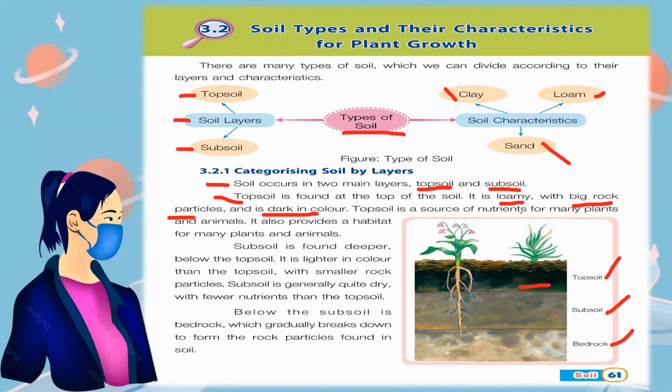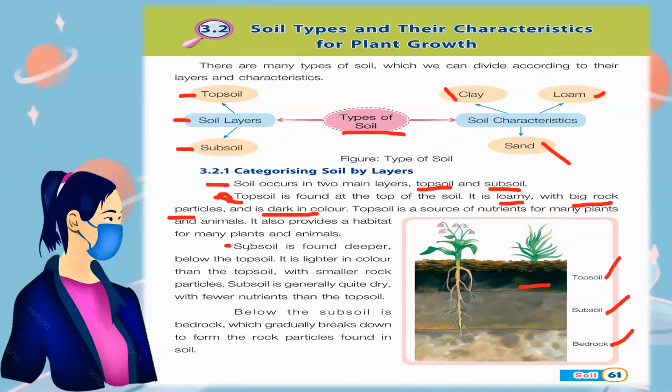This is actually the high source of nutrients for many plants and animals, and it also provides a habitat for many plants and animals. So this was the first one, topsoil. You can see in the photo on your screen, this is the layer, darker in color and full of nutrients.